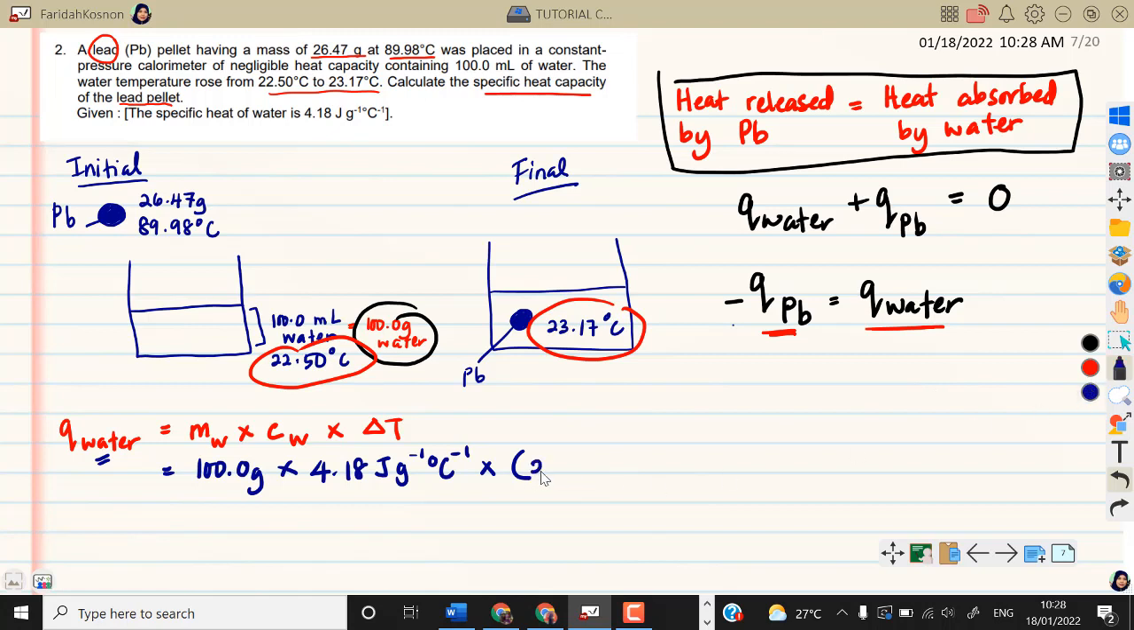So tunjukkan kat sini. 23.17 degree Celsius, minus 22.50 degree Celsius. Okay, kirakan. You kirakan kat sini, you akan dapat berapa? Lebih kurang, tekan calculator, 280.06 joule. So dengan unit lah, kita dapat heat absorbed by water. Okay, jadi kita nak cari specific heat capacity of lead. Kalau kita lihat tadi, kita dah dapat perkaitan heat released by lead equals to heat absorbed by water. Yang kita dah kira apa dia? We just calculate the heat absorbed by water, which is positive value 280.